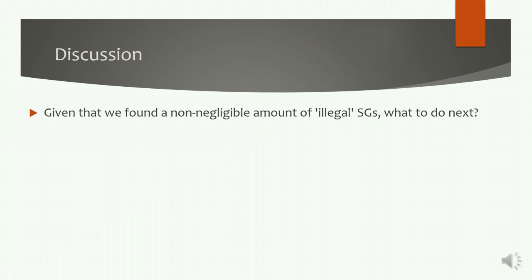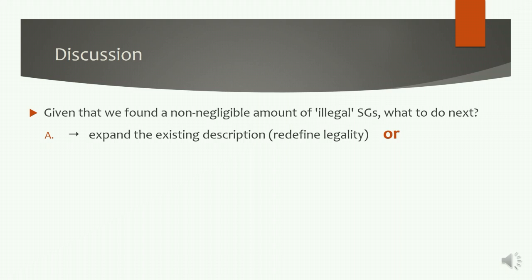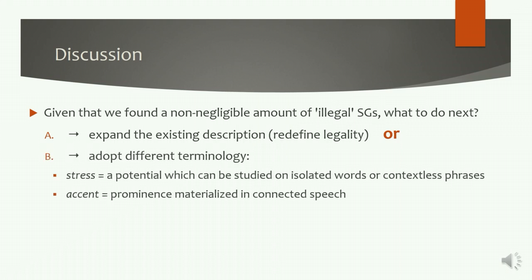So given that we have found a non-negligible amount of illegal stress groups, what do we do next? We can expand the existing description of the Czech language. We can redefine the legality, or we can adopt a different approach. We can adopt different terminology already used in some languages.